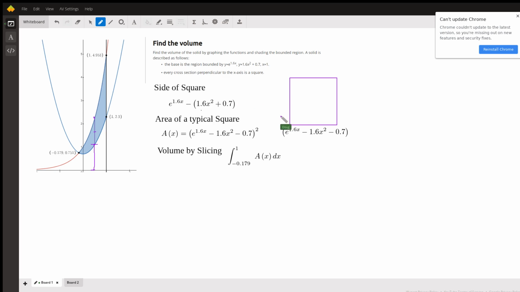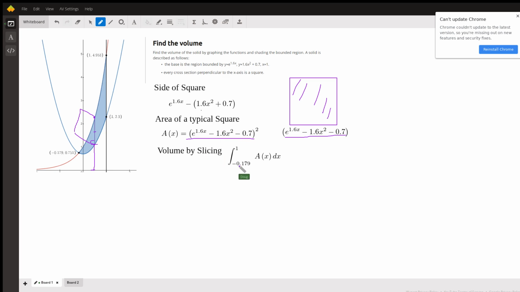And over here you can picture a typical square, which has this expression for the length of its side. The area of that square will, of course, be side squared. So there is a formula for A of x, the area of a typical square, side squared. And to get the volume of the solid created by all these squares, you have to picture a square coming up like this, where these are right angles.